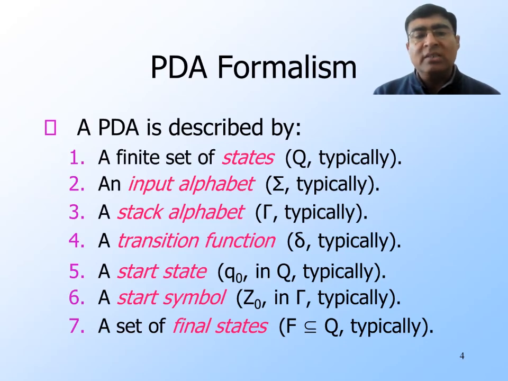Fourth tuple is transition function, that is defined with the help of the delta. Fifth tuple is start state, that is indicated with the help of the Q naught. Sixth tuple is the start symbol, and this will be indicated with the help of the Z naught. And the last tuple is the final state, that will be indicated with the help of the capital F in PDA.